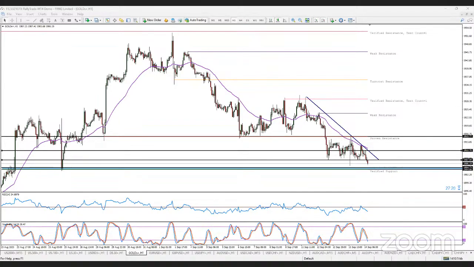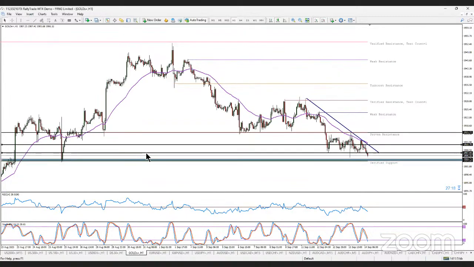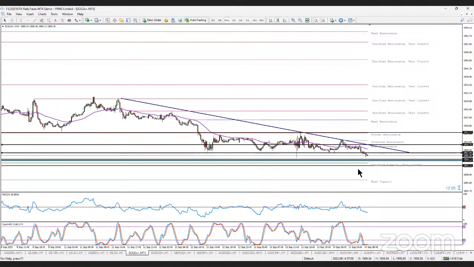For the sell, if price is able to break, I don't think it's able to break. I think it will just stay there until PPI comes out. But if it's able to break it, you want to go in for a sell at this price level below the verified support and take your profit here. So you want to go in for a sell at 1902.12.